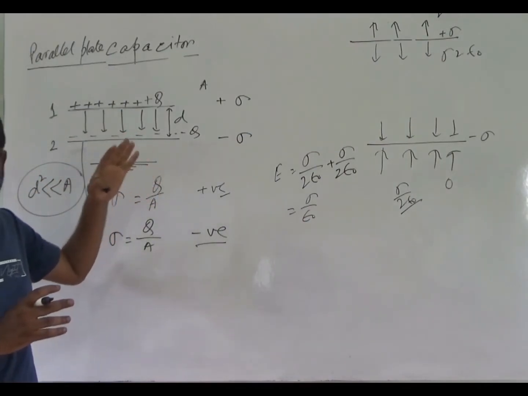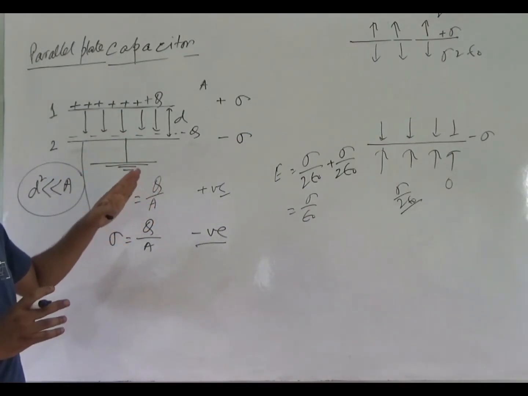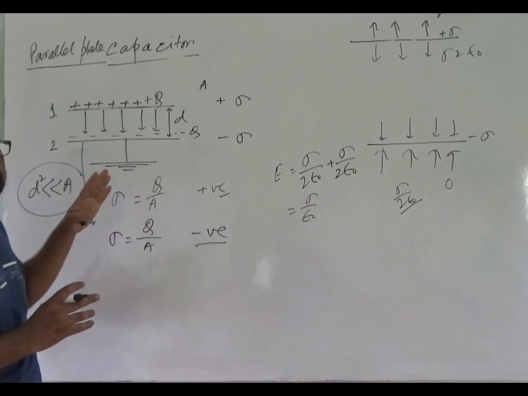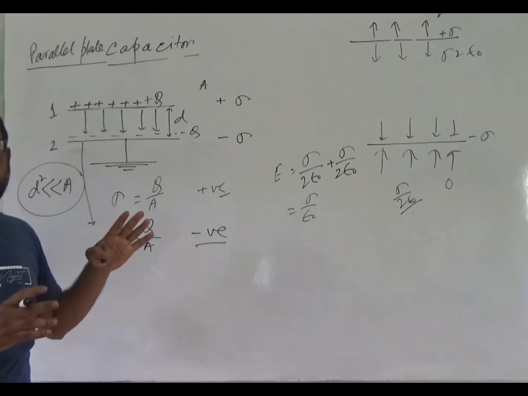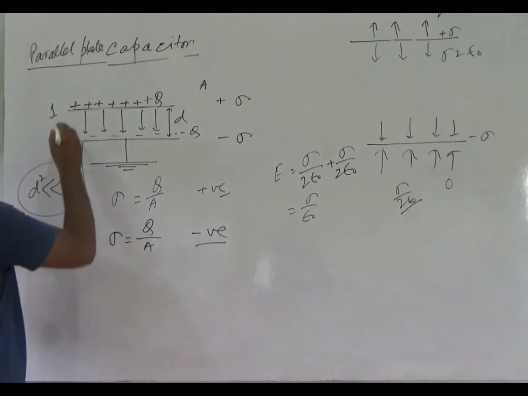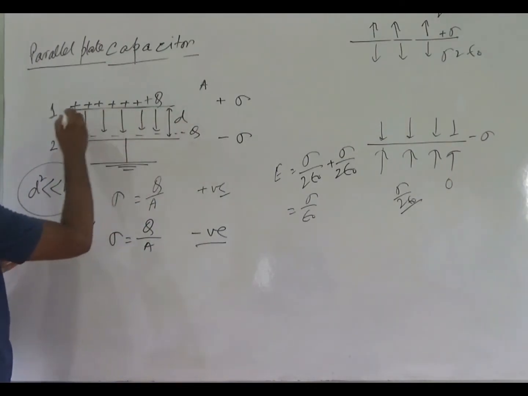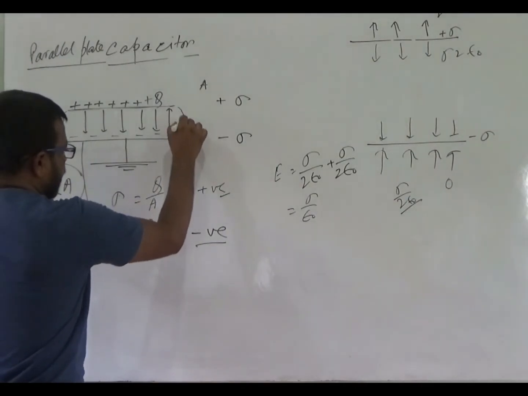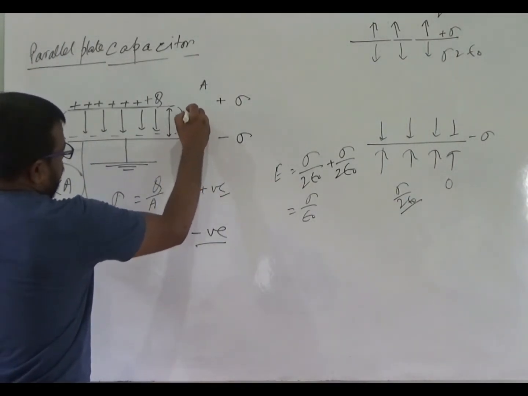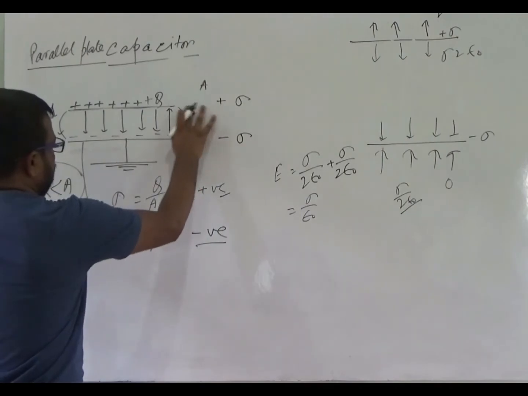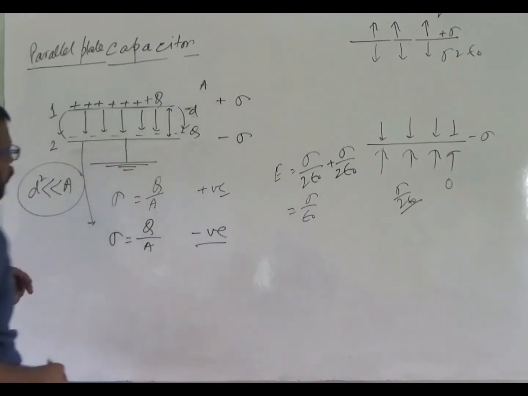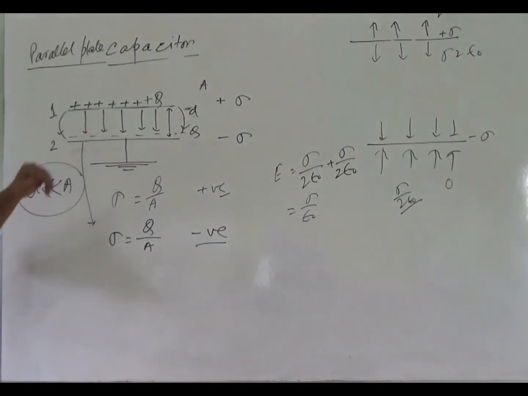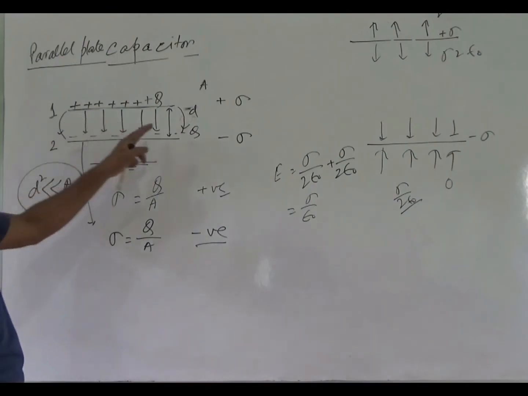But there will be a non-uniformity if the plate is finite, and in which region? In the end region. In the end region, there will be a bending of the electric field lines. There will be bending of the electric field line, and that is called the fringing of the field.